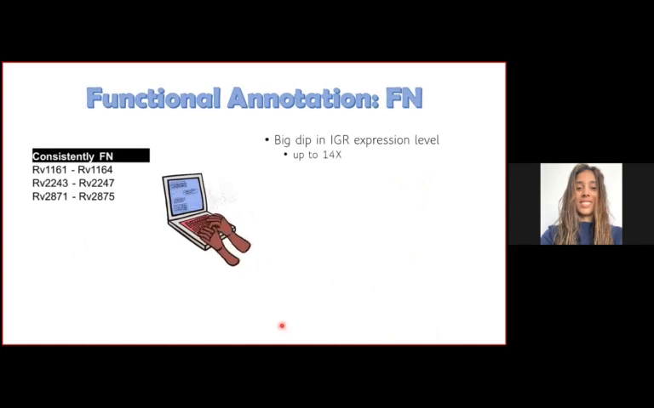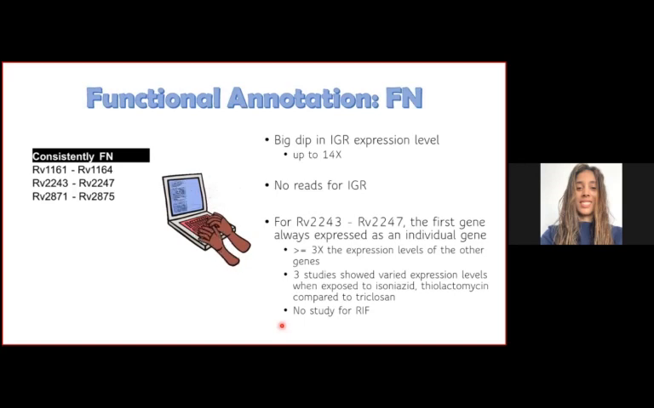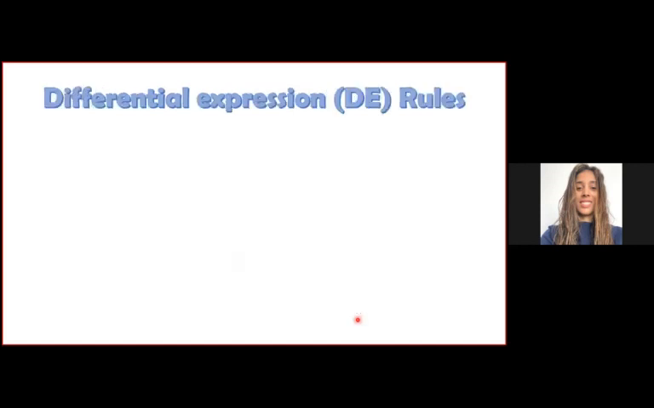Usually the intergenic region was way out of correlation with the CDSs, or there were no reads. One particular study showed, for example, so we always predicted this gene as independent from the other genes. And when we looked at other studies, there were 3 independent studies that actually showed under isoniazid, thiolactomycin, and triclosan, this gene also was always highly dysregulated compared to the others. No study as of yet has done it for RIF, so we technically might be the first one. But it was again nice to see that the Operon predictor is giving us some valuable information.